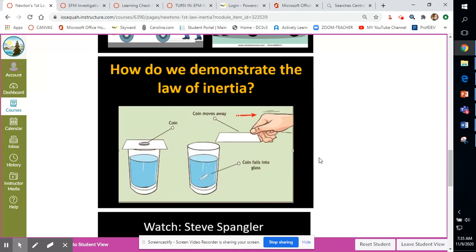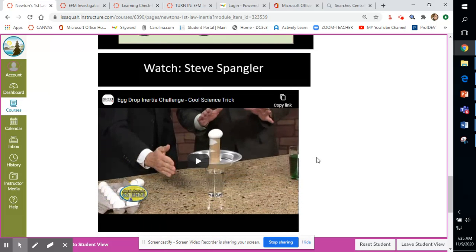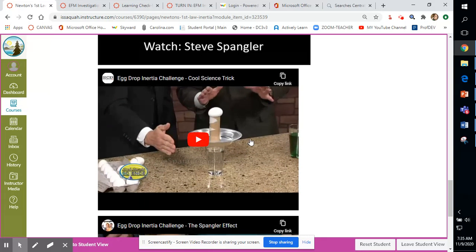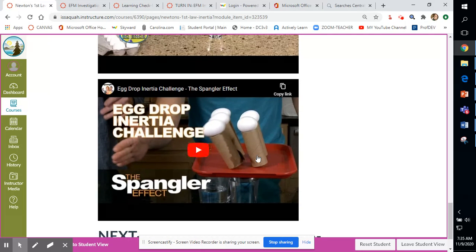Now, how do we demonstrate these laws of inertia? We can do a simple activity where you take a glass or a cup, maybe put an index card on top of it and a coin, and then you quickly pull the card out of the way. As the card is being pulled towards you, the coin is going to drop into the glass. You're going to watch Steve Spangler do some of these inertia demonstrations. These are similar, but there are some differences to it.